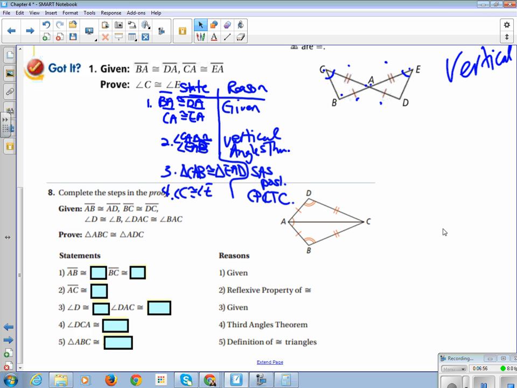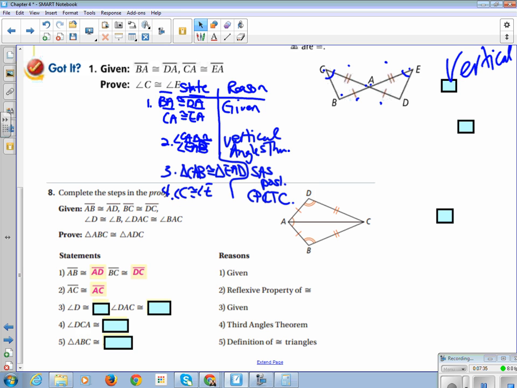So I have 2 triangles, ABC and triangle ADC. We are given the items on this triangle, and we're wanting to prove the 2 triangles congruent. So let's write down AB is congruent to AD and BC is congruent to DC because that's the information that's given to us. We can say AC is congruent to itself by the reflexive property.